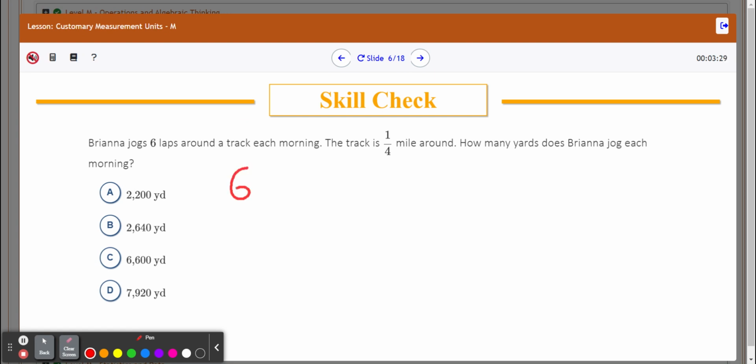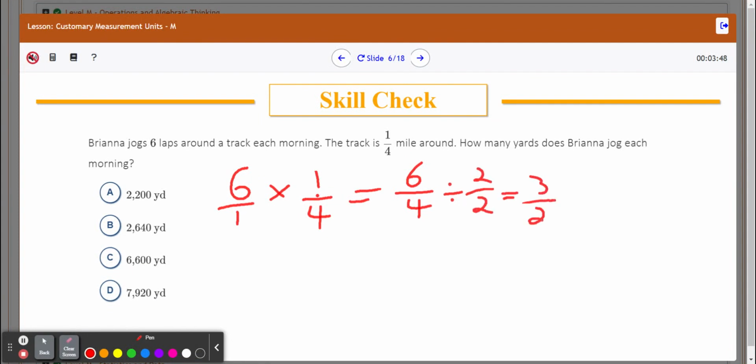We've got 6 laps times 1/4. If I do 6 times 1/4, I'm going to put the 6 over 1. Then 6 times 1 is 6 over 4. Then I'm going to simplify it to give me 3 over 2. And 3 over 2 is the same as 1.5. So 1.5 miles. But we need to find out how many yards she jogs.